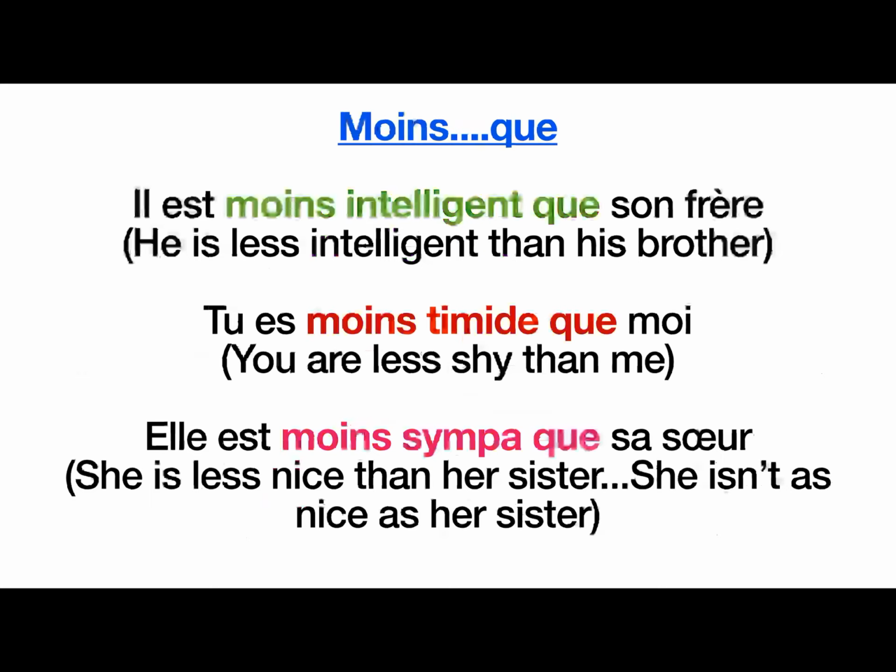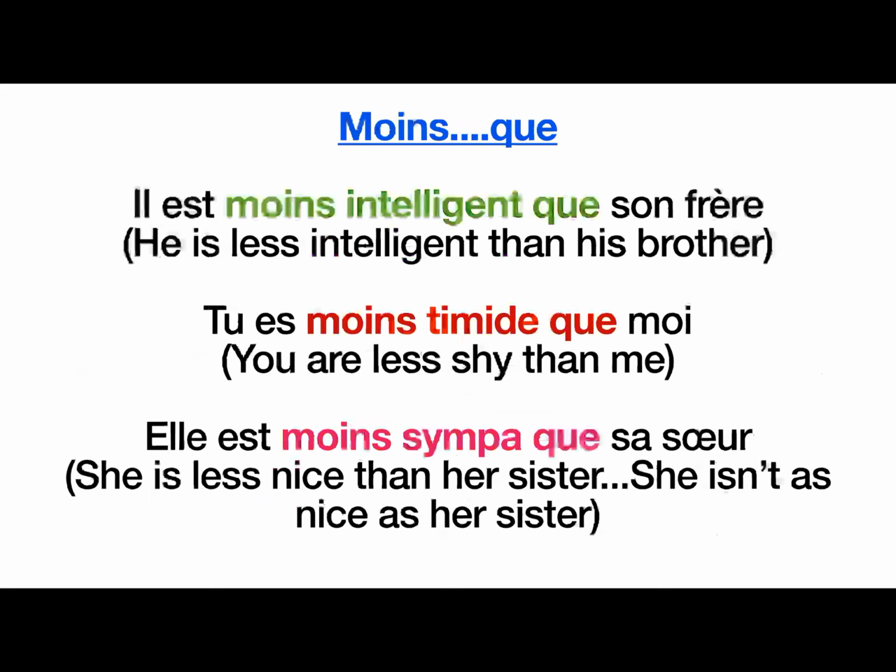Il est moins intelligent que son frère. He is less intelligent than his brother. So moins plus adjective plus que. Moins intelligent que. Tu es moins timide que moi. You are less shy than me. You could also say you are not as shy as me. That's another way of comparing in our language. So, tu es moins timide que. Moins, adjective, que. And the final example, elle est moins sympa que sa sœur.